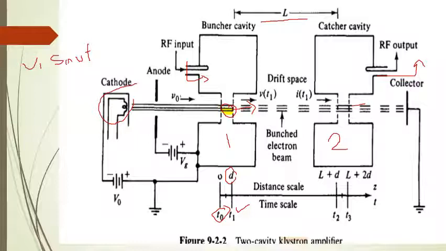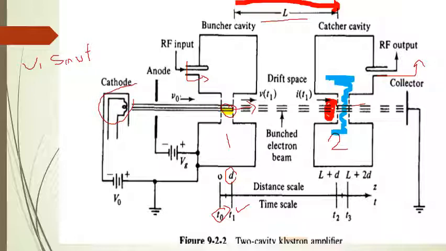Velocity modulation. Bunching takes place just before the catcher cavity. The location at which the bunching takes place is always determined as distance L. So we need to calculate the distance L at which bunching takes place. Current modulation, I repeat, current modulation takes place inside the catcher cavity.